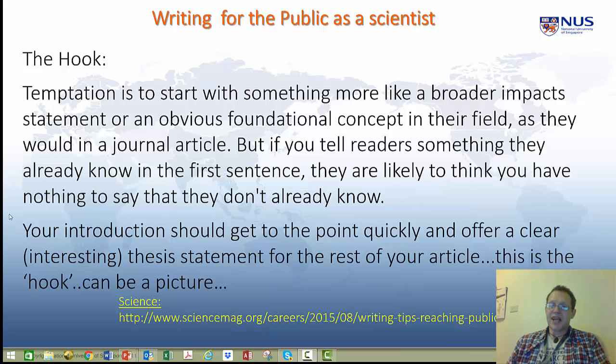The answer, and again, it's an answer you've seen before in the previous lecture. Your introduction should get to the point very quickly and offer a clear and interesting statement of your thesis or what your article is about. A guide to the rest of the article, but in the first few lines. And this will act as your hook if it's interesting enough. It can be a picture, and I'm going to show you an example of that in a moment. So you hook them in the first few lines, or you don't hook them at all.